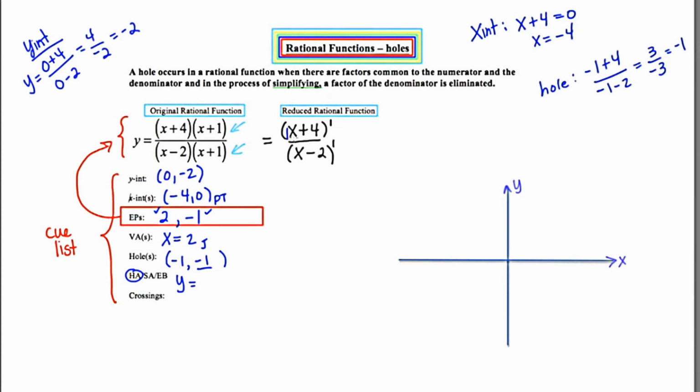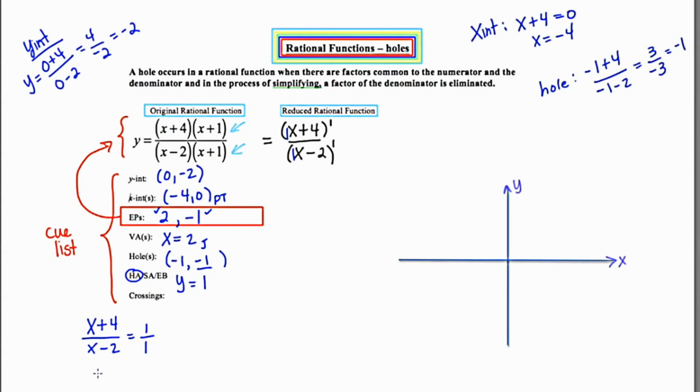There's a 1 in front on the top, and there's a 1 in front on the bottom, so 1 over 1 is y equals 1. The last Q is for crossings, and to figure out if you have any crossings, you're supposed to set the reduced rational function equal to the value of the HA. So in this case, it's going to be (x plus 4) over (x minus 2) equal to 1 over 1.